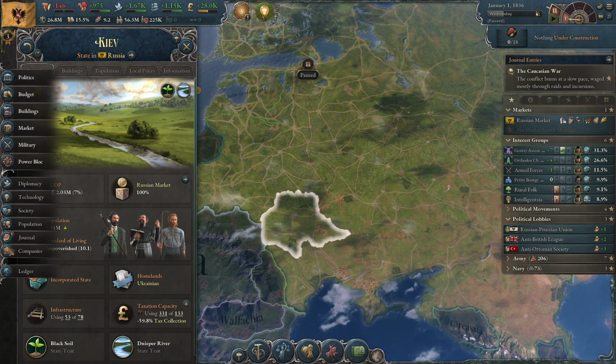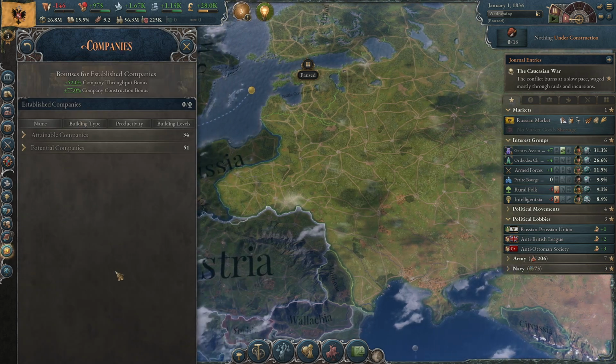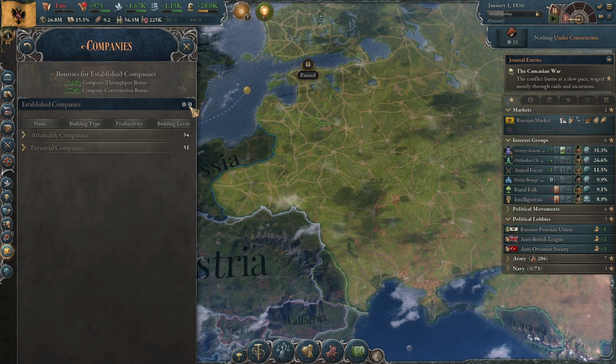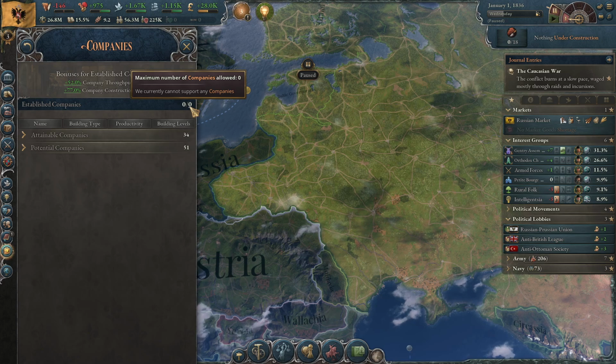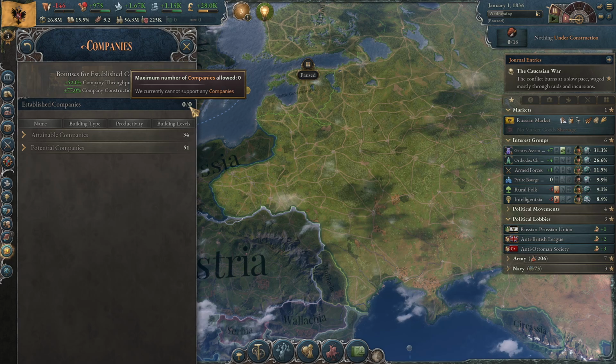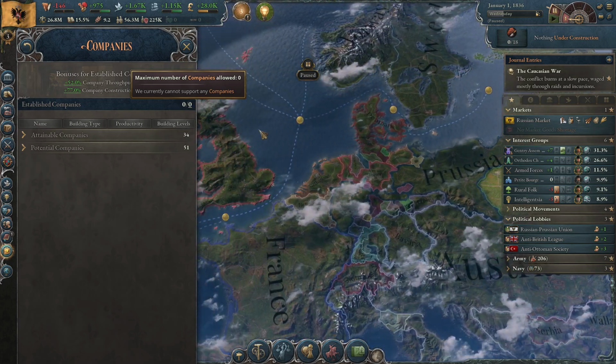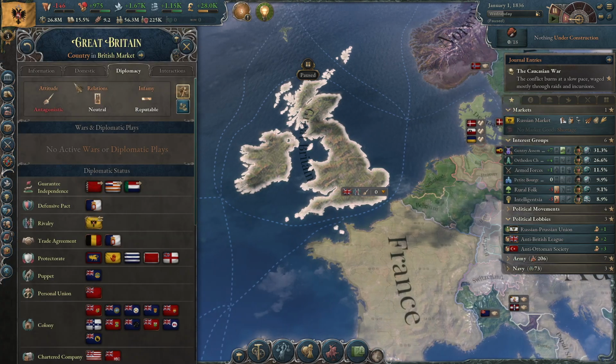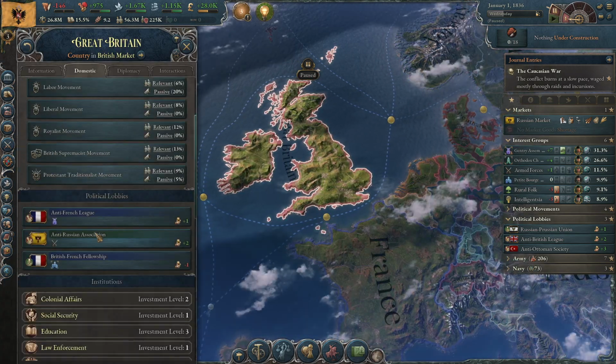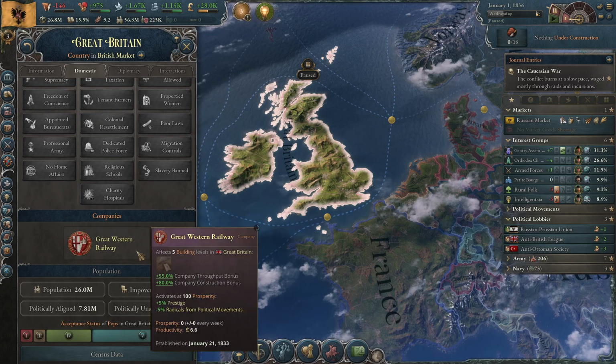We are now going to quickly go over companies. Right now, Russia can't use any companies at the start because we have no slots. You have society research like macroeconomics that will give you one, and the laissez-faire economic law will also give you a slot. Since we don't have any, we're going to go over to Britain really quick and just take a peek at one of their companies.